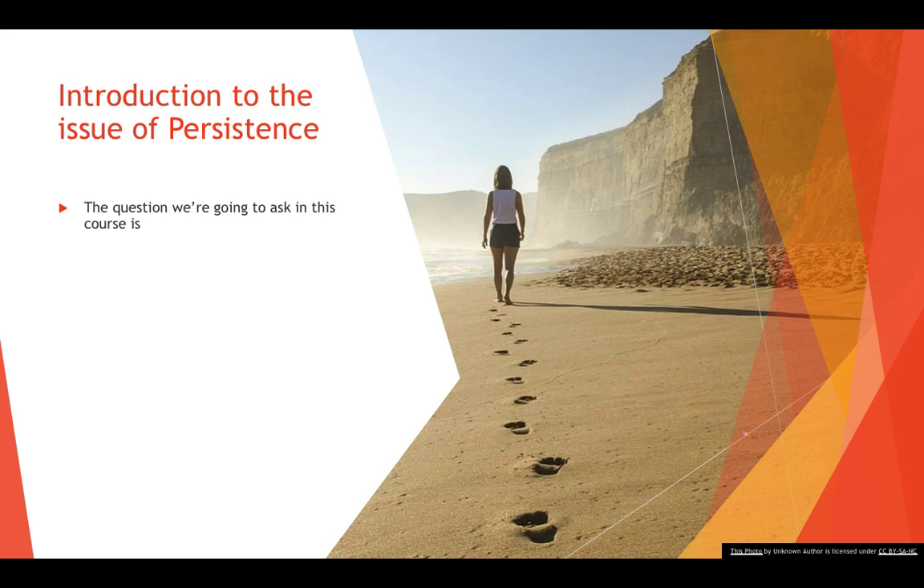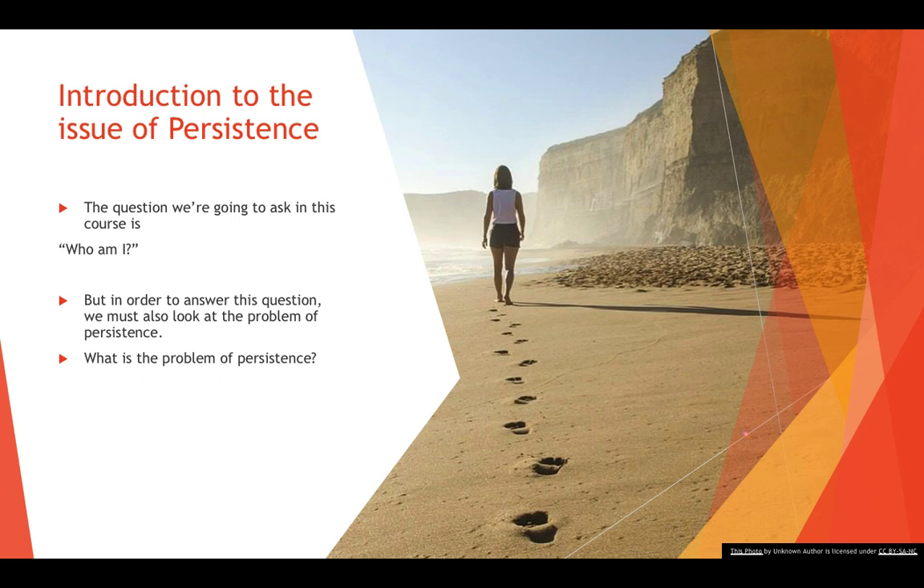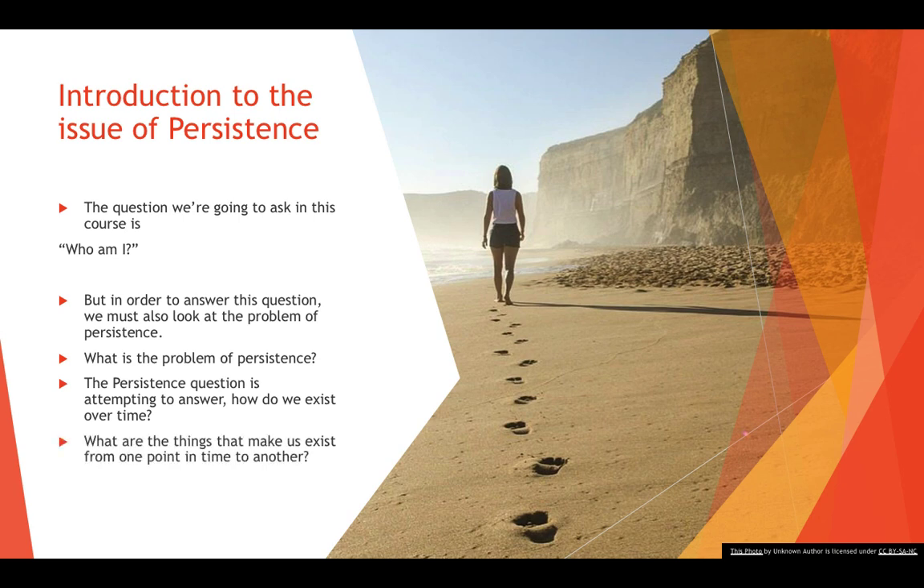The question we're going to ask in this course is, who am I? But in order to answer this question properly, we must also look at the issue of persistence. In attempting to answer the problem of persistence, what we're trying to do is ask ourselves, how do we exist over time? Not just who am I at one particular point, but what allows me to exist over a period of time, i.e. over someone's lifetime. So, what are the things that make us exist from one point in time to another?